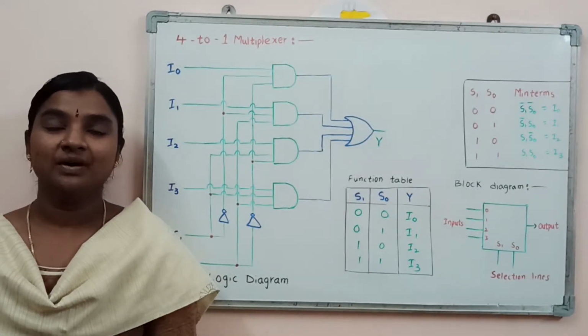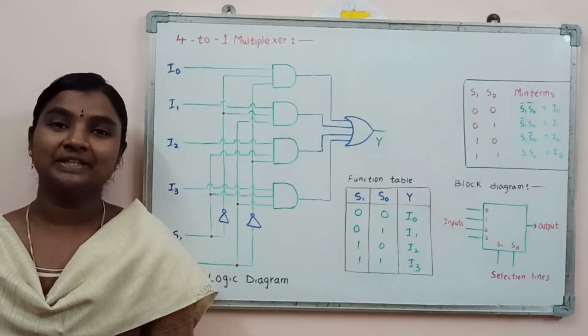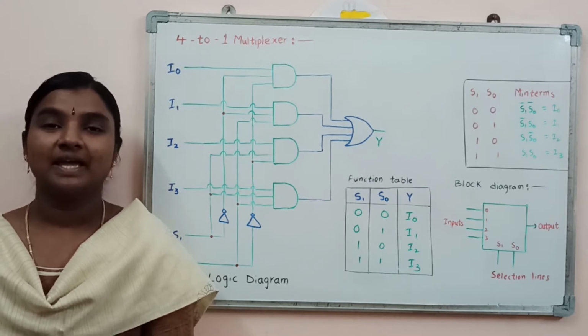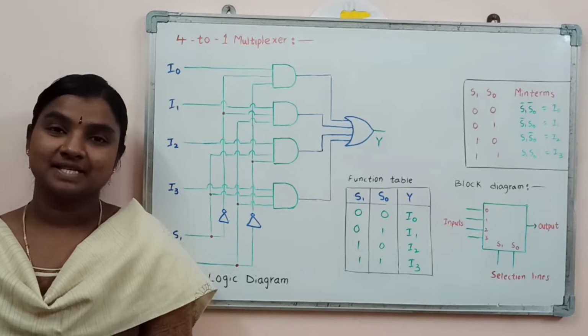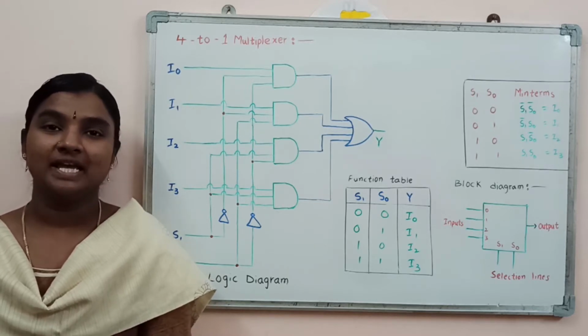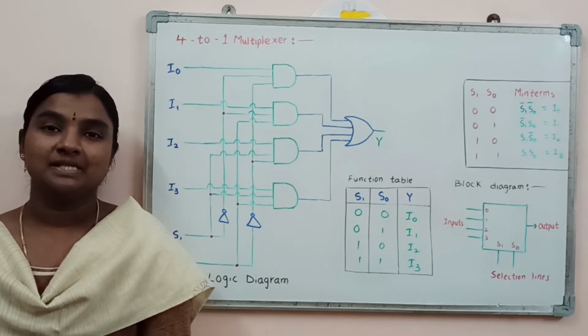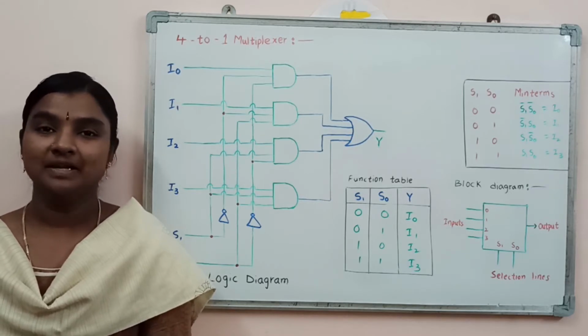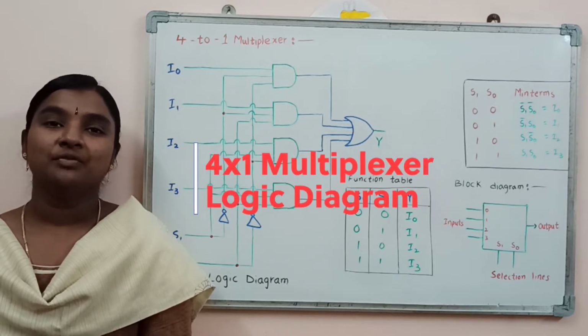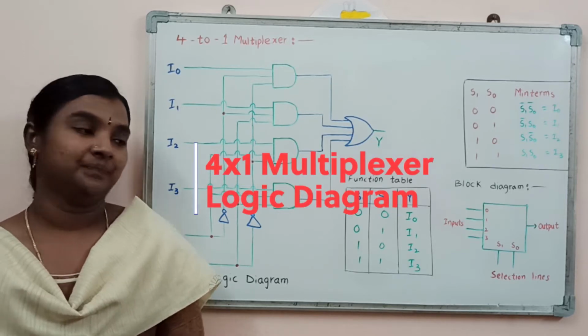In this video, I am going to explain different types of multiplexers like 4 to 1 multiplexer, 8 to 1 multiplexer and 16 to 1 multiplexer. In the last video, I already explained multiplexer basics and 2 to 1 multiplexer. Now, firstly we will see the 4 to 1 multiplexer.